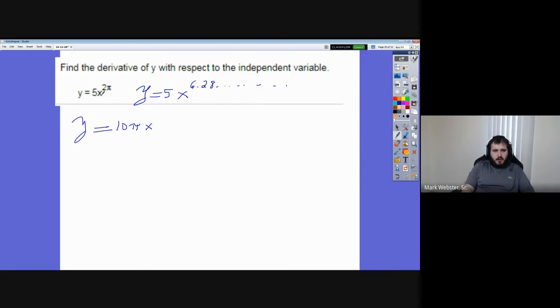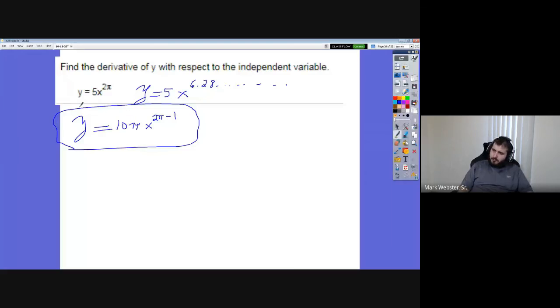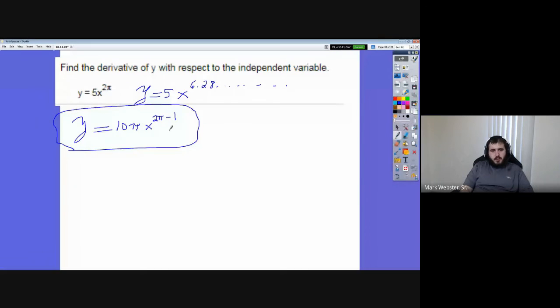Times x to the 2 pi minus 1. Don't overthink this. Don't try and be doing this awkwardly. Anytime pi is somewhere, remember, it's just a number. Pi is not a variable. E is not a variable. They're just numbers.